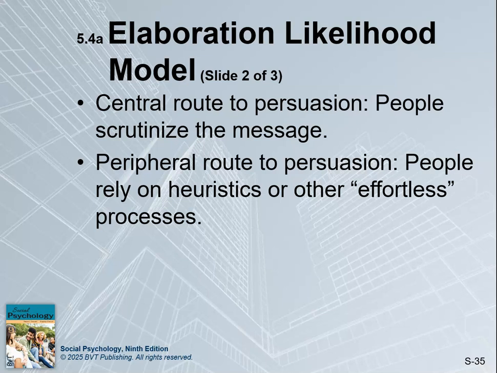Okay, so social psychologists said that when they were learning about the elaboration likelihood model, there are various routes to persuasion, and there's what's called the central route, and that's when people scrutinize the message. And the other route is the peripheral route to persuasion. And that's when people rely on heuristics or other effortless processes.